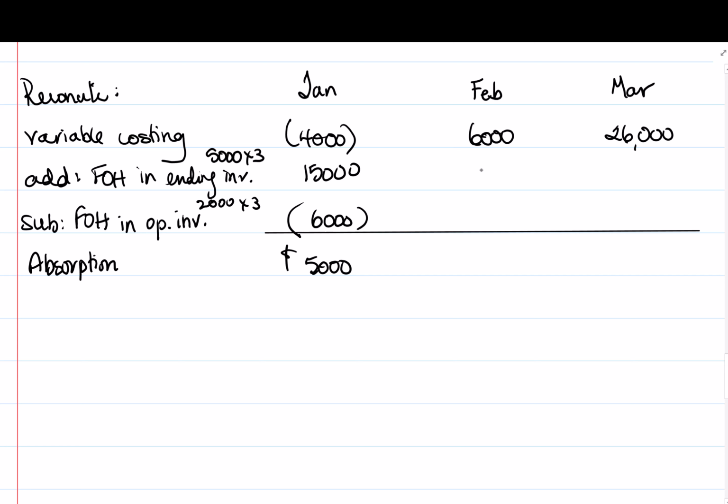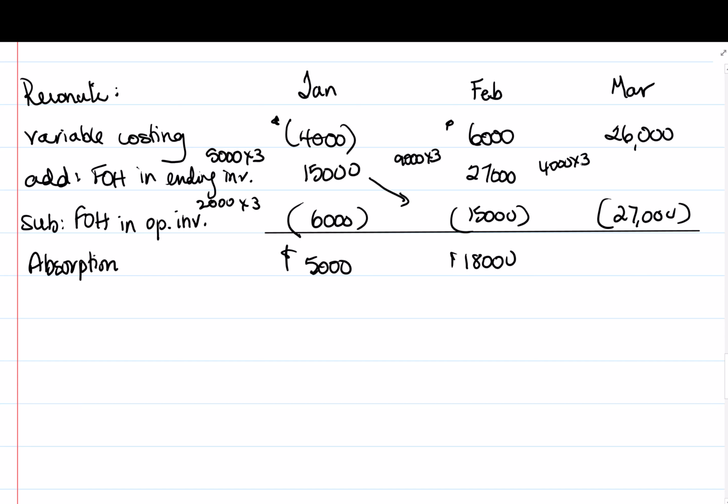February ending inventory. Again, if you were to scroll to the top, we had ending inventory of 9,000 units at 3. This one you can just carry down if you want. Don't have to recalculate it. And for March, we have ending inventory of 4,000 units. So you can compare those to your absorption statement, and it is what you get for absorption.